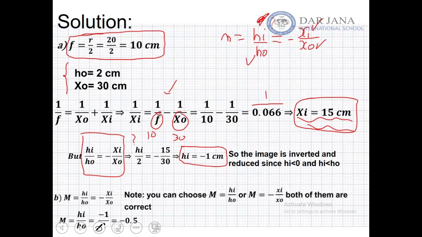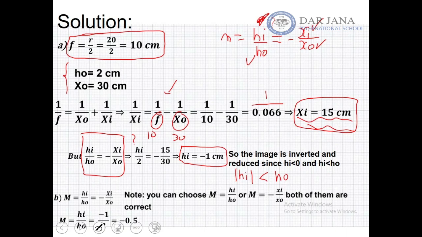Now, hi in this case is less than 0. And the absolute value of hi, if you want to compare it with ho, also is less than ho. That's how you can deduce that the image now is what? Reduced and not enlarged. So this is how we can find xi and hi.